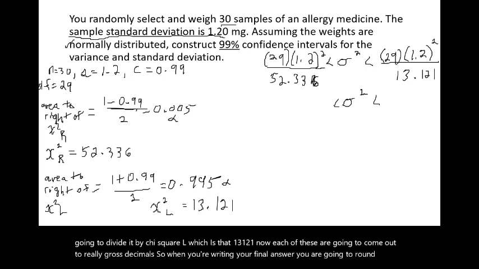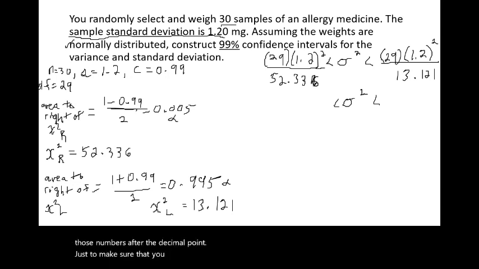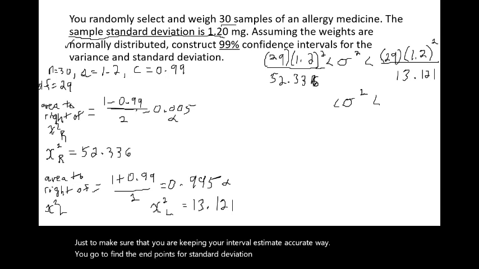But I would highly recommend you take the square root kind of as is with all of those numbers after the decimal point, just to make sure that you are keeping your interval estimate accurate when you go to find the endpoints for standard deviation. But rounded off, we get a left endpoint of 0.80 milligrams and a right endpoint of 3.18 milligrams.